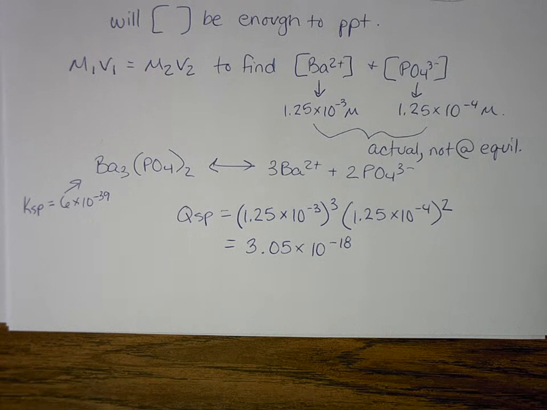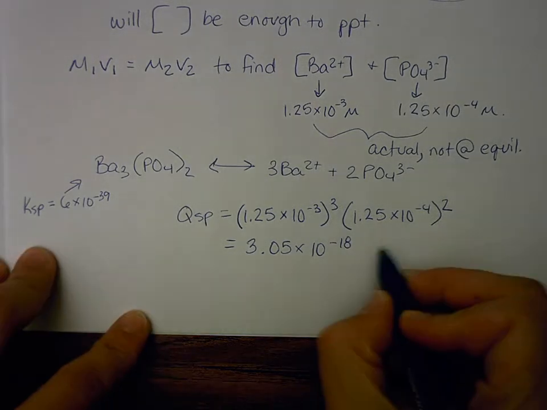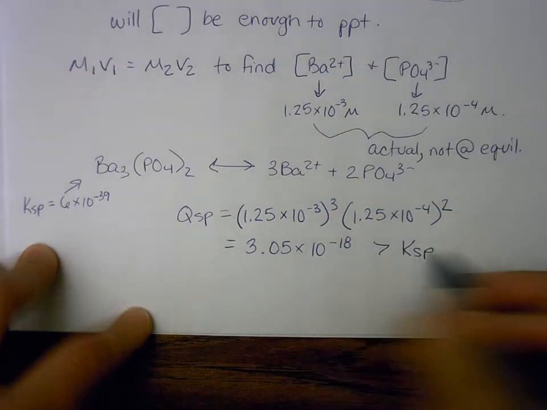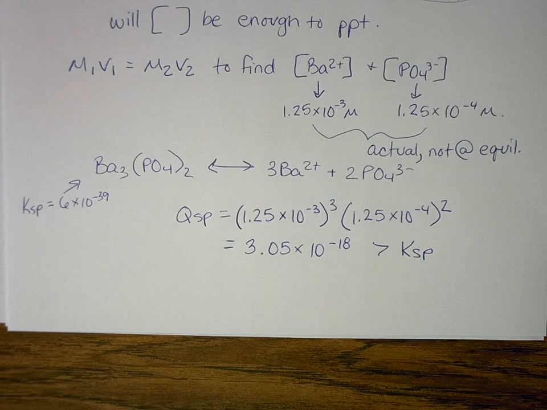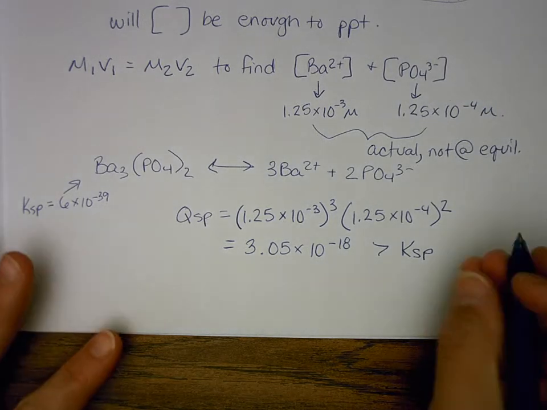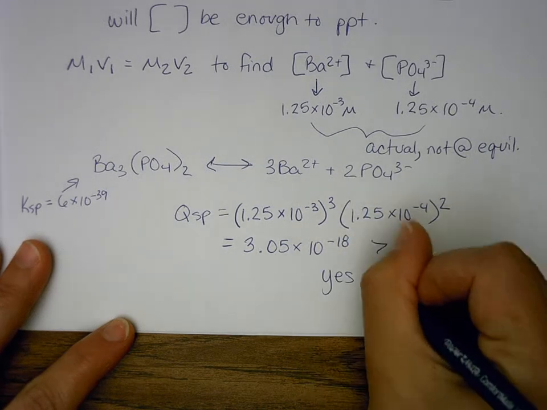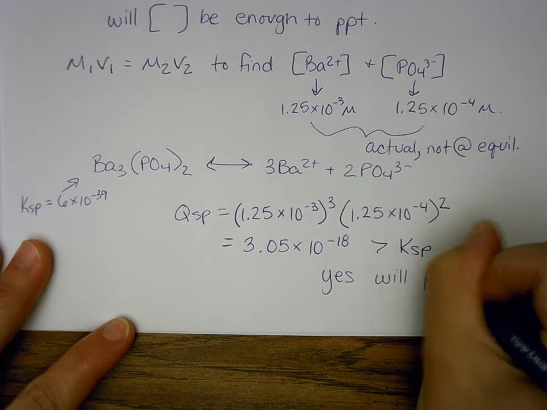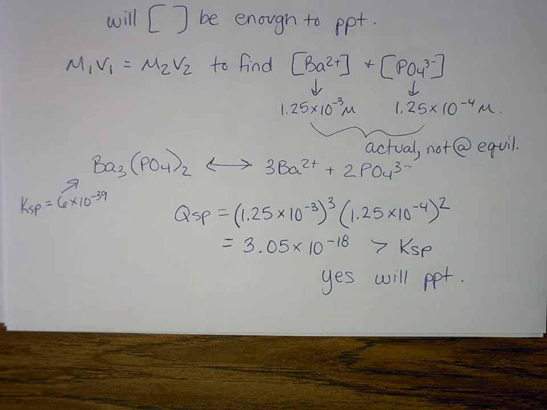And if it's bigger, then that means I'm going to have enough of this stuff to actually precipitate. If this value is lower, then I'm not going to have enough stuff, and it's not going to precipitate. So this value right here is greater than the KSP value for barium phosphate. And so that means that you have enough, and so yes, it will precipitate. You will get a solid that forms.